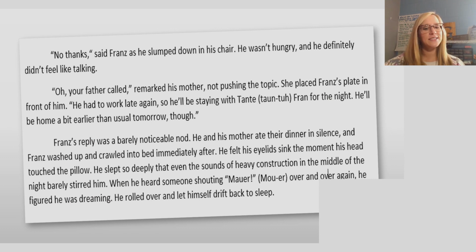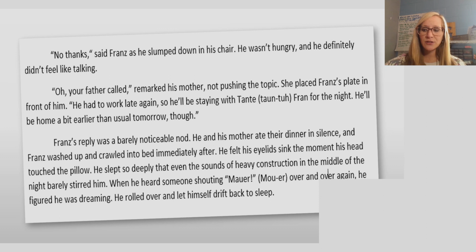No thanks, said Franz as he slumped down in his chair. He wasn't hungry and he definitely didn't feel like talking. Oh, your father called, remarked his mother, not pushing the topic. She placed Franz's plate in front of him. He had to work late again, so he'll be staying with Tante Fran for the night. He'll be home a bit earlier than usual tomorrow, though. Franz's reply was a barely noticeable nod.